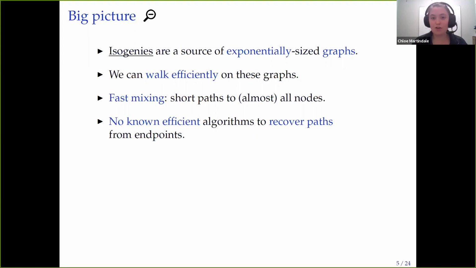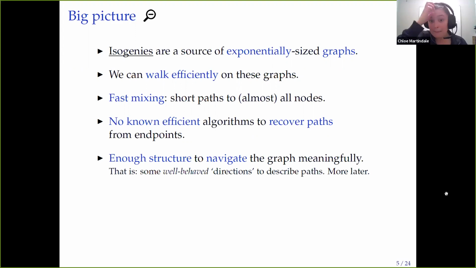And well, here's a sort of consequence of these facts. There's no known efficient algorithms to recover paths from endpoints, at least under the right circumstances. But there's still enough structure to navigate the graph meaningfully, right? So remember in the Manhattan example, the structure came from the direction, which was the literal direction, the north, east, southwest, and the fact that you can do those directions in either order. So you need some sense of direction on any graph that you might use. And there is a sense of direction on isogeny graphs, it turns out.